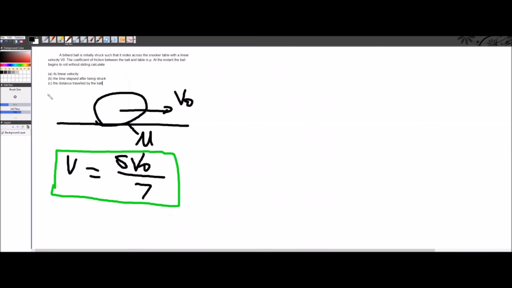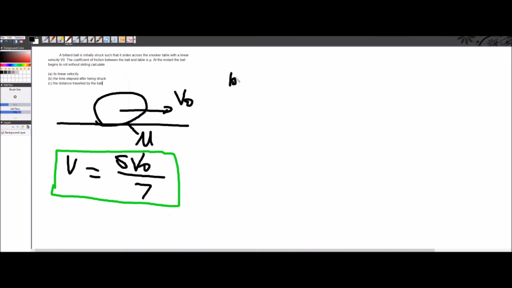So for parts B and C, we're going to find the time elapsed after being struck and the distance traveled by the ball. But these two parts are mainly trivial because you use the kinematic equations, and we already have the velocity equation. So I suggest you pause the video here and try it out yourself.